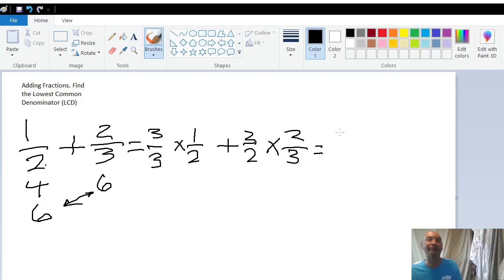Over the first fraction, we're going to have 3 over 6 plus 4 over 6. And then now all we need to do is add the numerators. So in this case, we're going to have 3 plus 4 equals 7 over 6. The 6 doesn't change. That always stays the same.